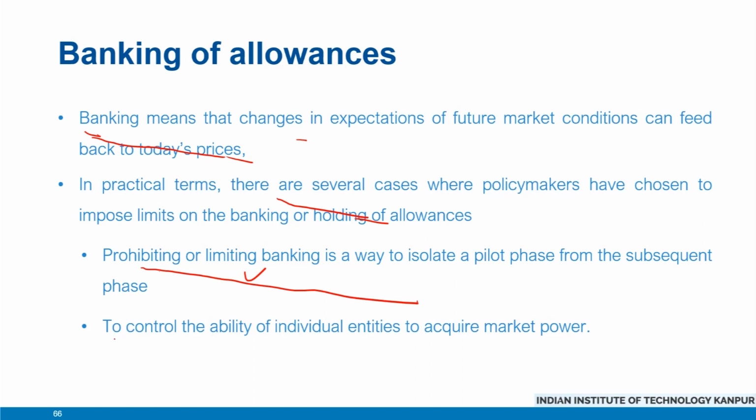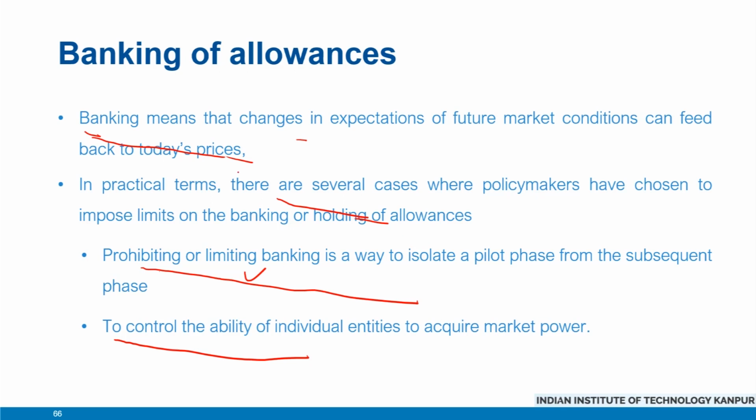Also, there is the question of controlling the ability of individual entities to acquire market power, if we want to do that. For example, if individual institutions can acquire a large number of allowances, there may be a concern that this could be used to distort the market, and this may provide a rationale for limiting the amount of allowances that an entity can hold. That means an entity can bank.